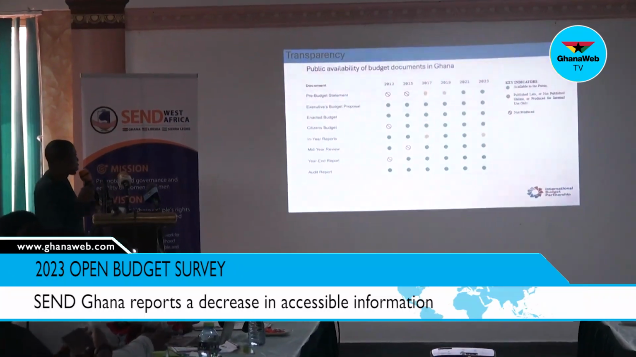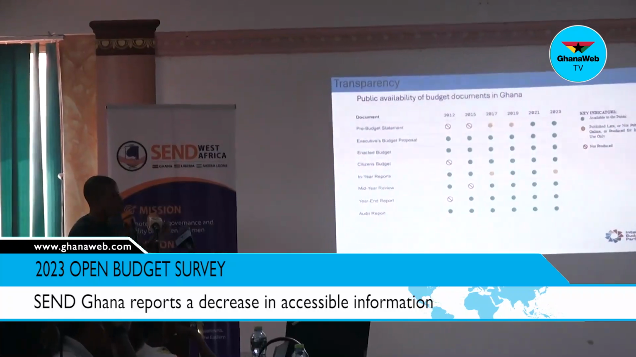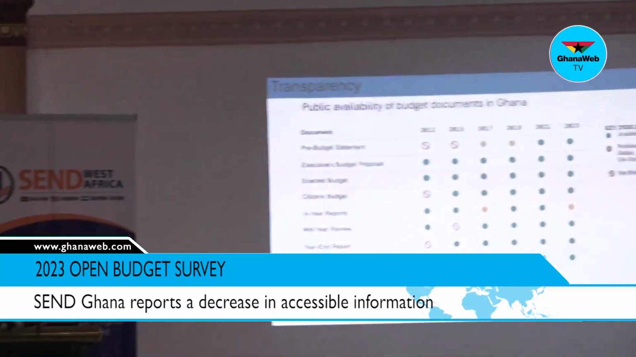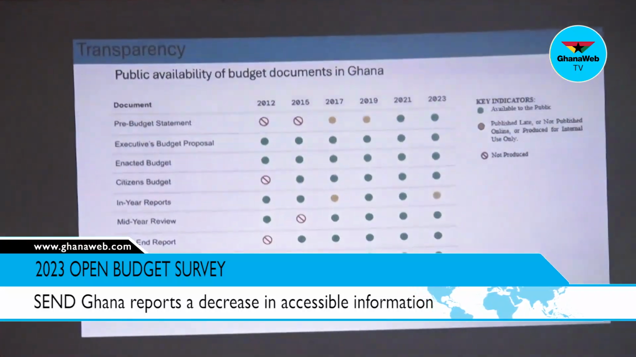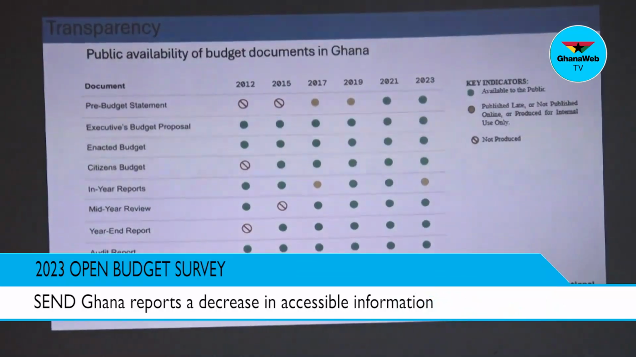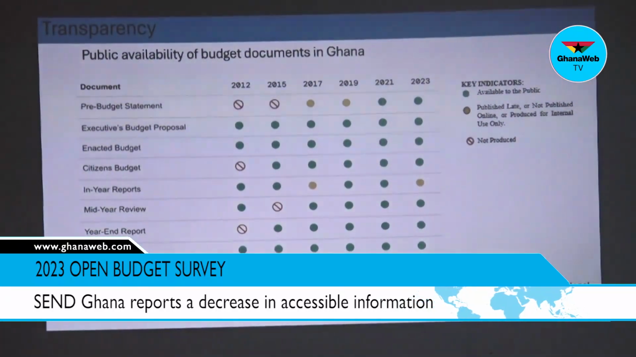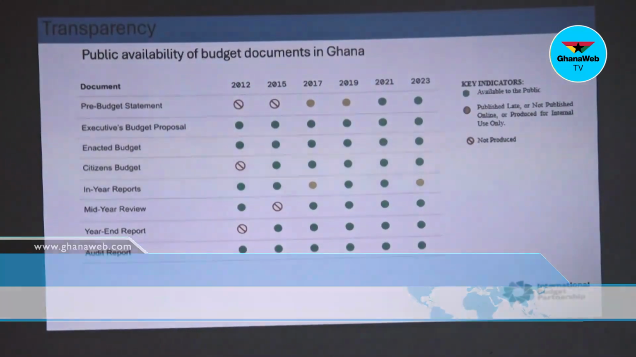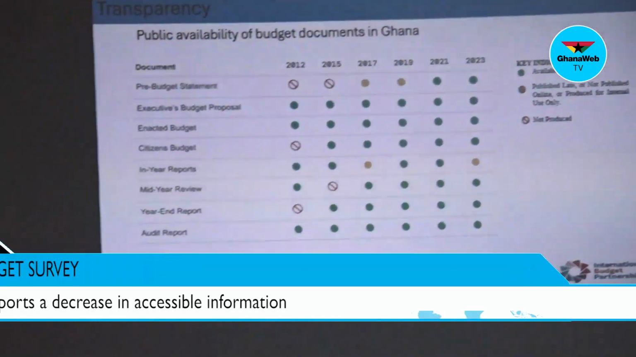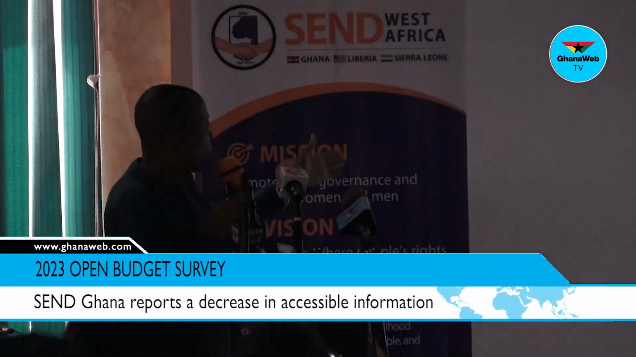Okay, so I mentioned the transparency scores. Usually, the assessors consider 8 key budget documents that are internationally recognized and acceptable in measuring country performance when it comes to budget transparency. Those 8 key budget documents are the pre-budget statement, the executive budget proposal, the enacted budget, the citizen budget, in-year reports, mid-year review, the year-end report, and lastly the audit report.